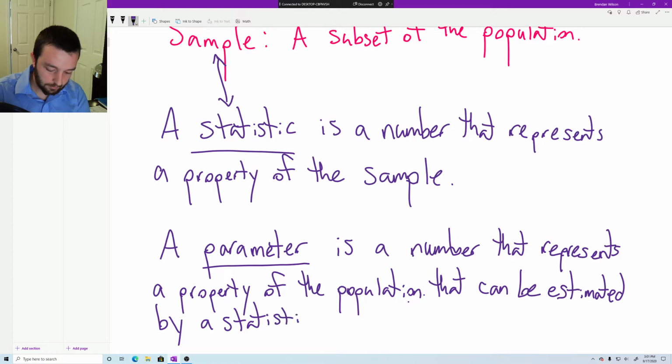Okay. So like I said, we take the sample and then we use that to extrapolate and say something about the population, right? So we look at statistics of the sample, and then we use statistics to estimate what the parameters would be. Okay.